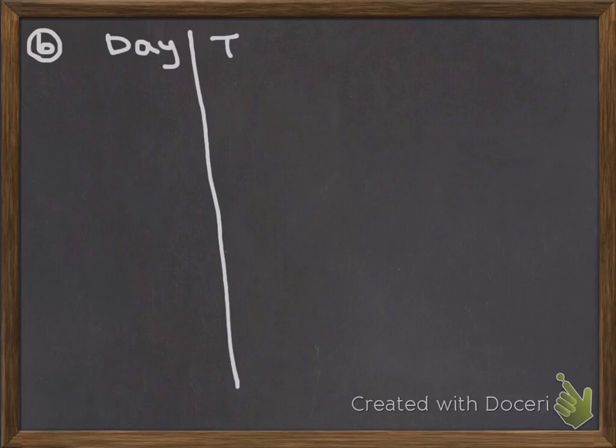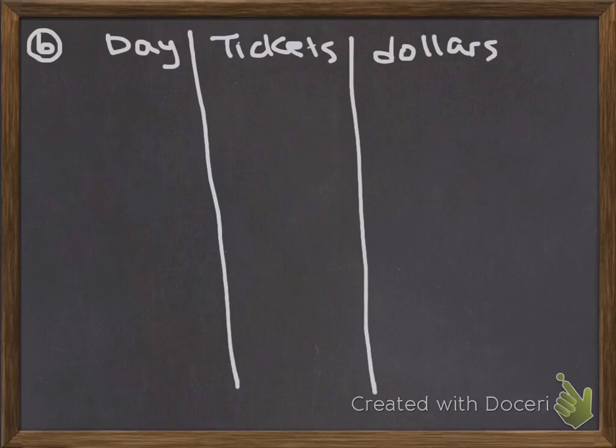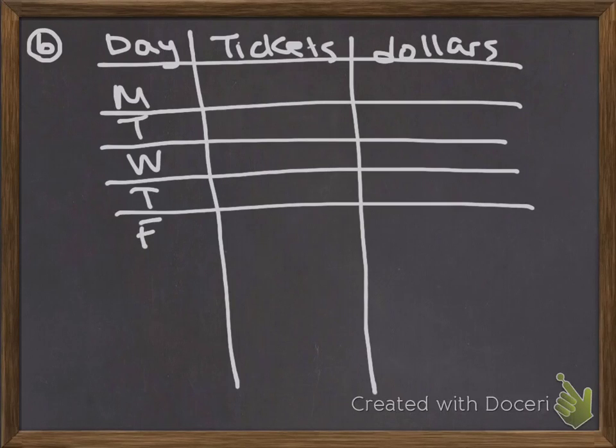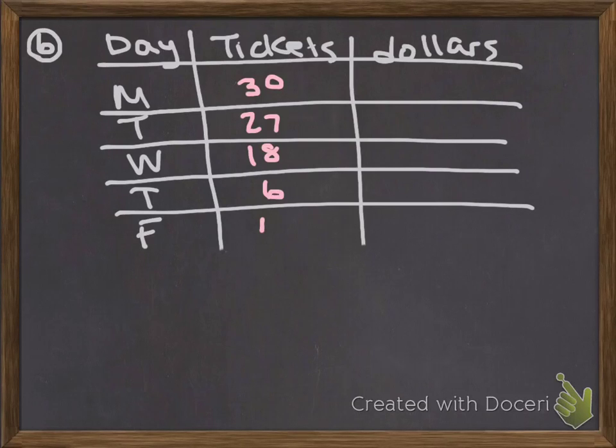Okay, number 6 gave you a story and a table. And you had to first list the ticket amounts for each day. Okay, and then in the story it says that it's $8 per ticket. So you have to take your ticket number and multiply it by 8.